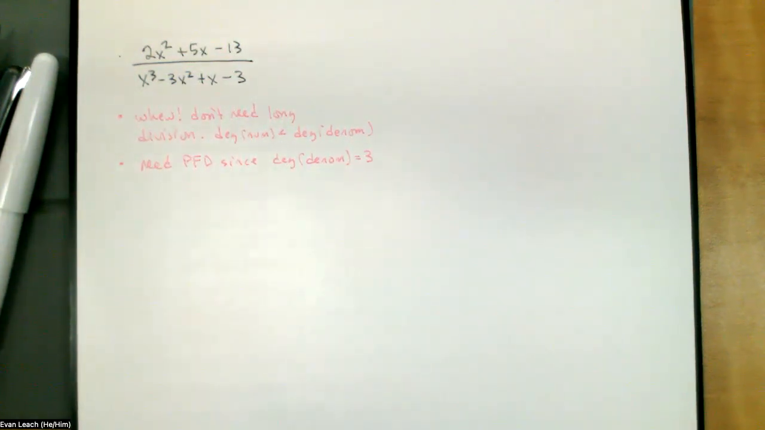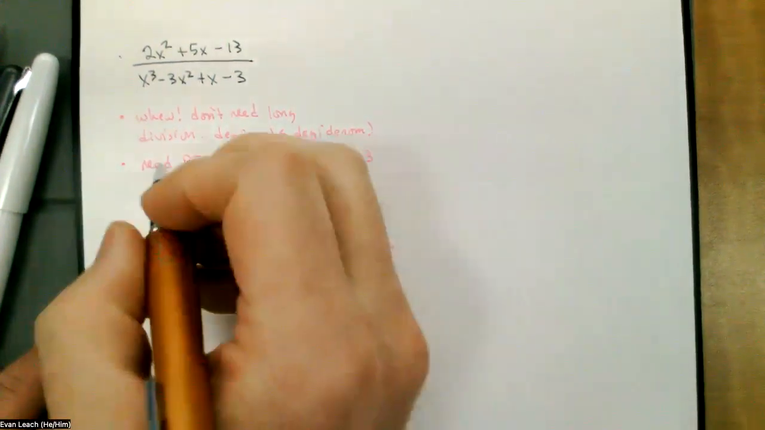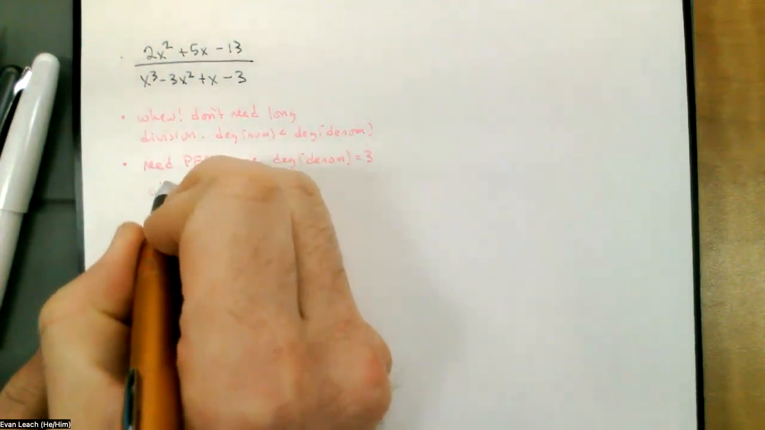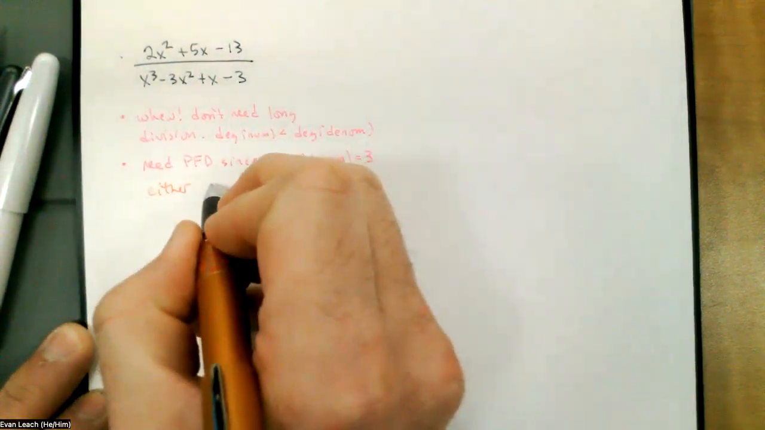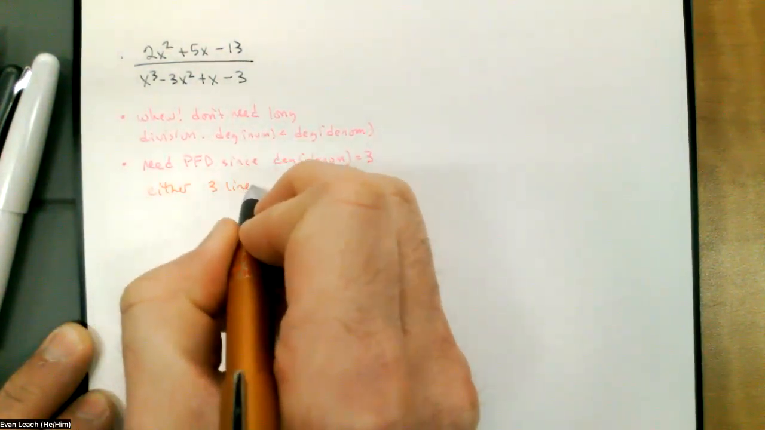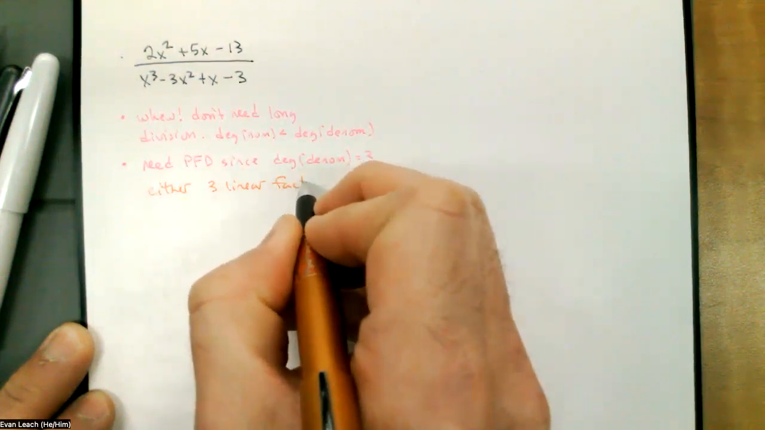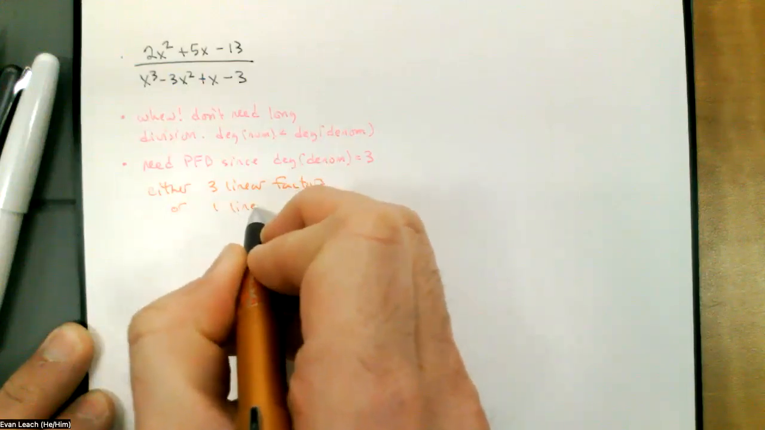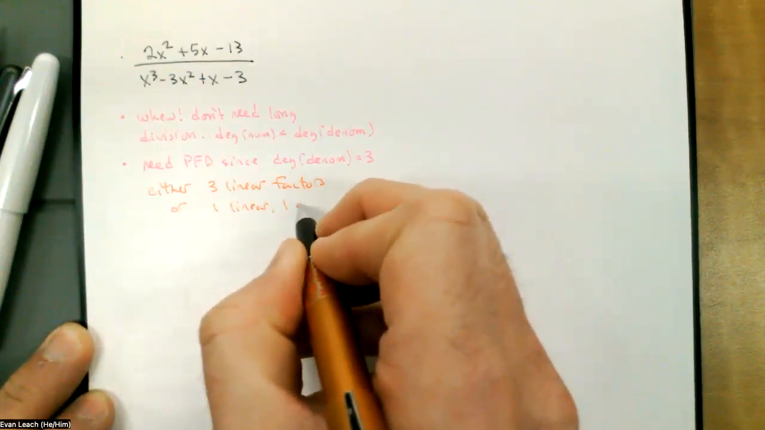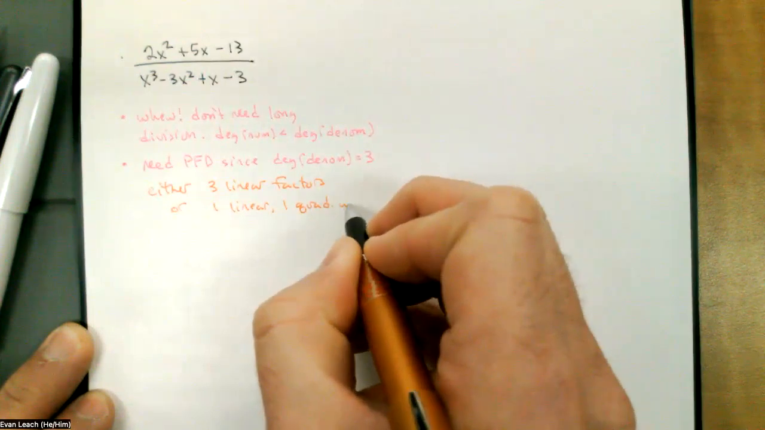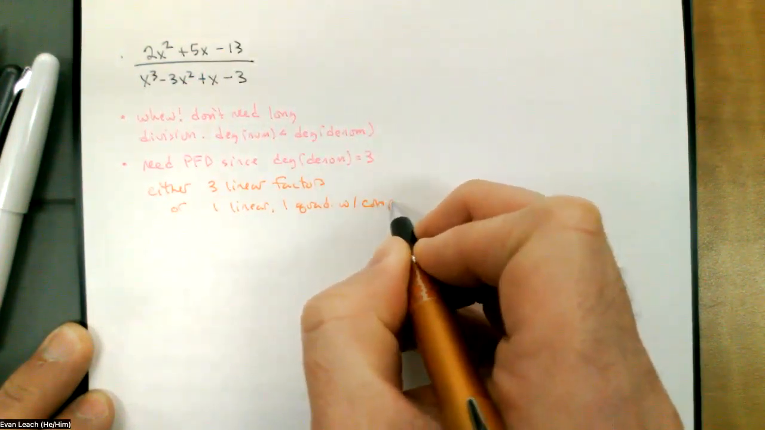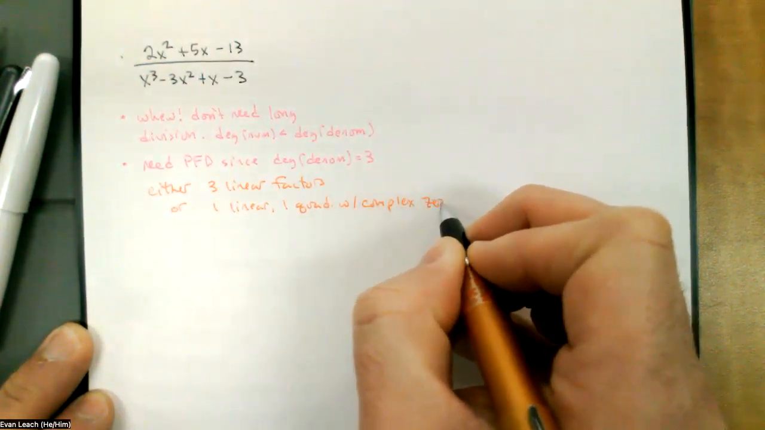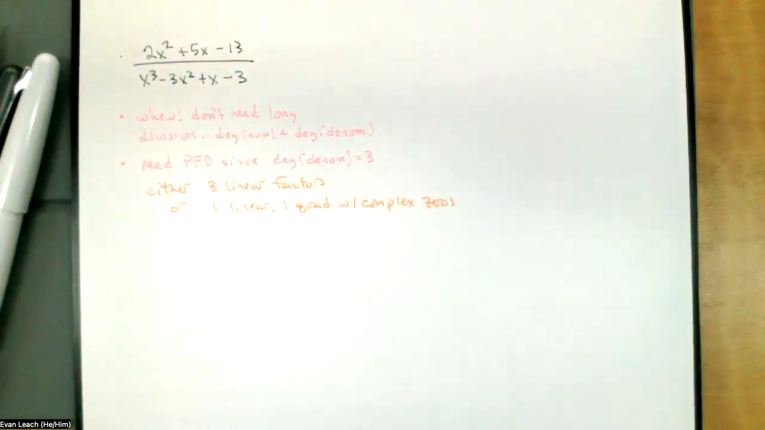So it's either three linear factors or one linear and one quadratic with complex zeros. Those are the only things that will happen with a third degree polynomial.